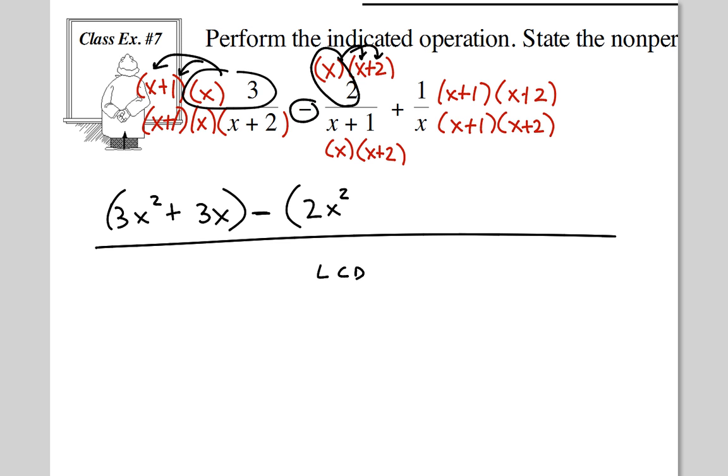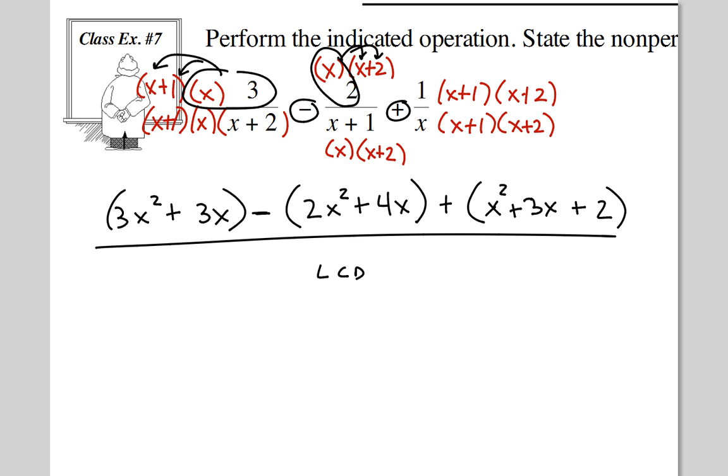2x squared plus 4x, right? And then we have a plus. Keep it neat and tidy. This last one is dicey, but it's just basic expansion. 2 plus 1 is 3, right? And 2 times 1 is 2, and x times x is x squared. All over LCD, I'm lazy.